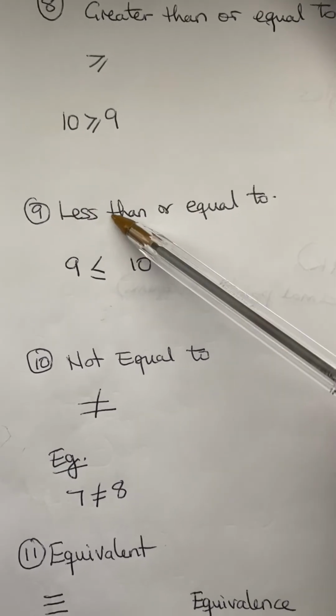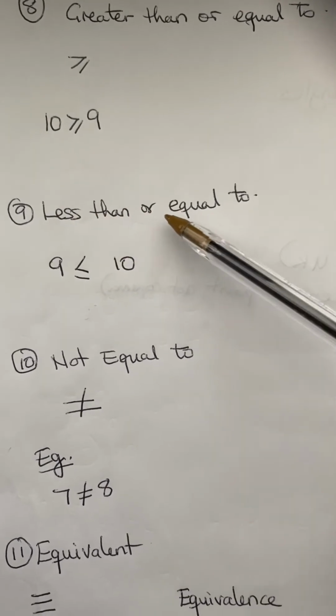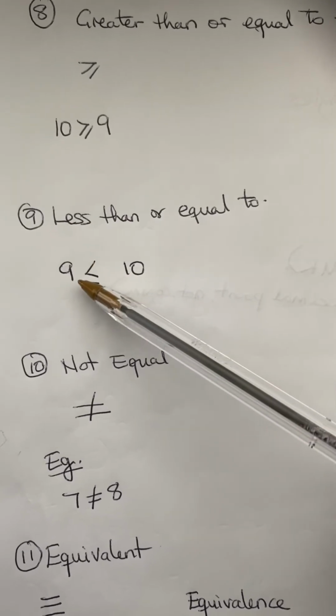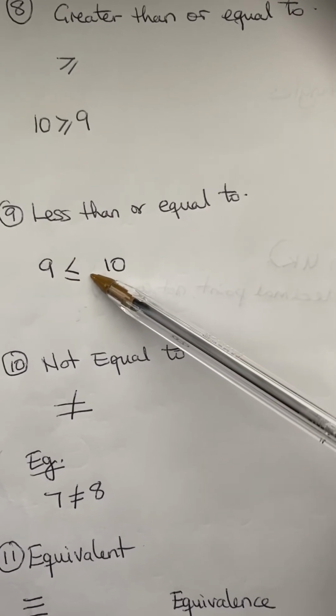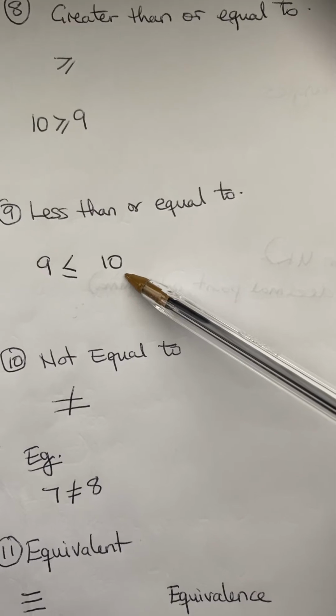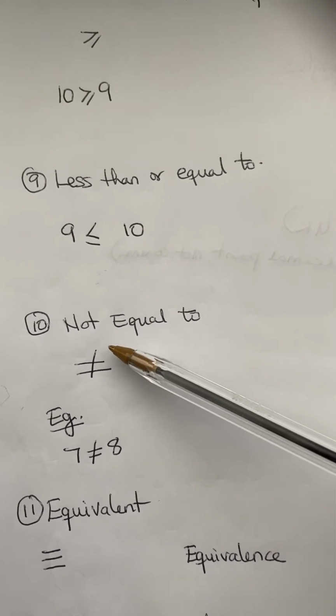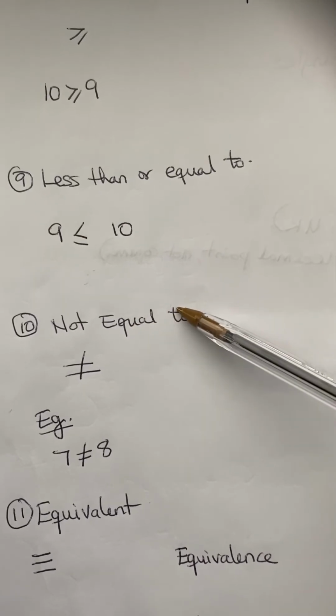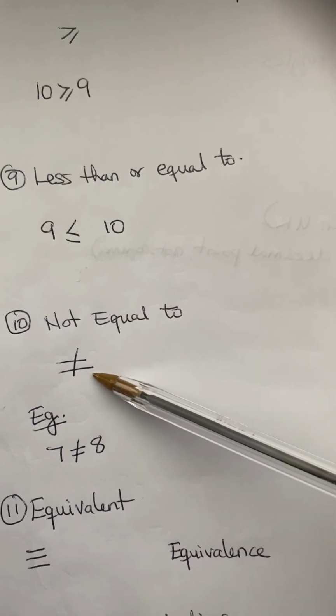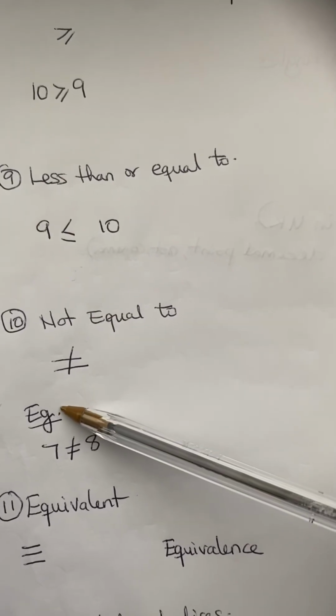Number 9 is less than or equal to. So you have 9 is less than or equal to 10. Number 10 is not equal to. So you have the equal to sign and a dash in the middle.